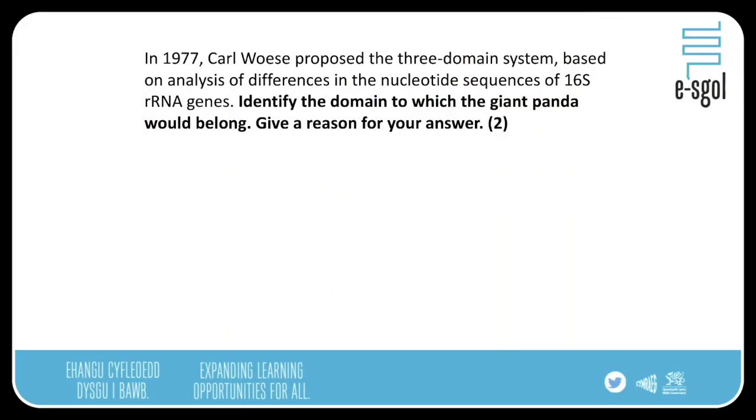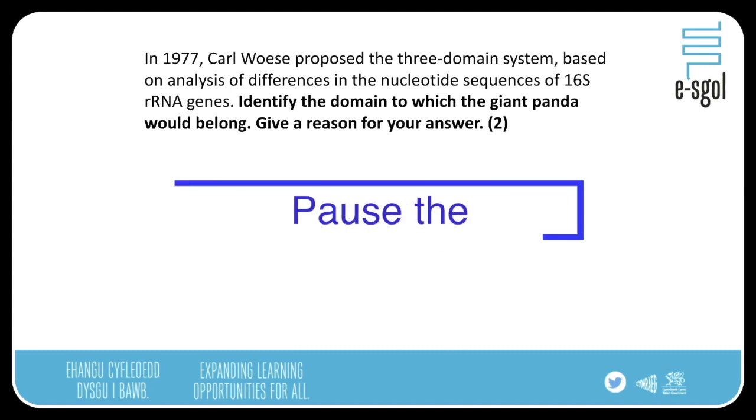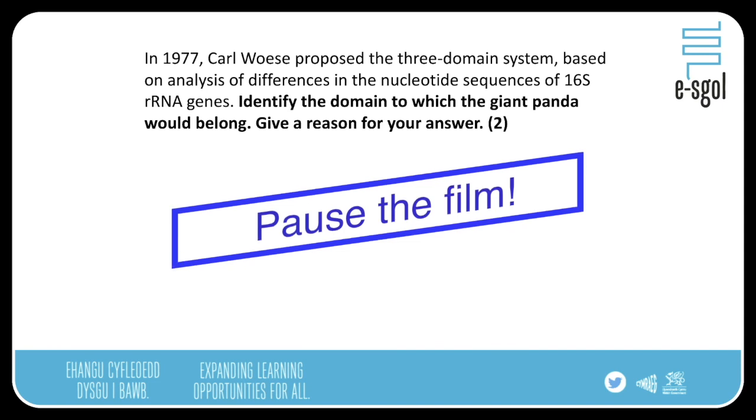For the first question, in 1977, Carl Woese proposed the three-domain system, based on analysis of differences in the nucleotide sequences of 16S rRNA genes. Identify the domain to which the giant panda would belong. Give a reason for your answer. There are two marks for the question. Pause the film here and write down your answer.